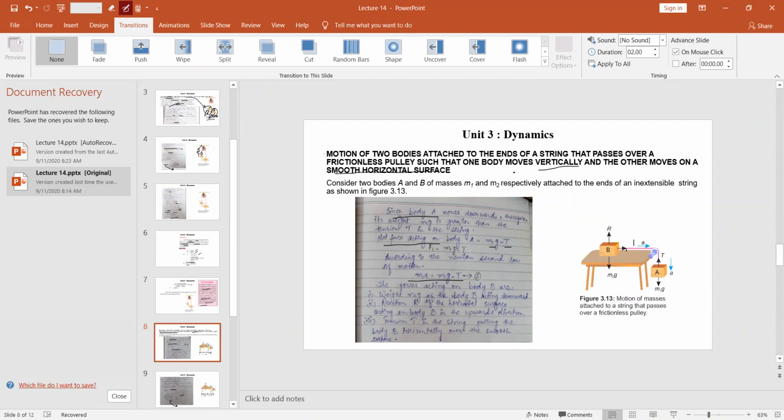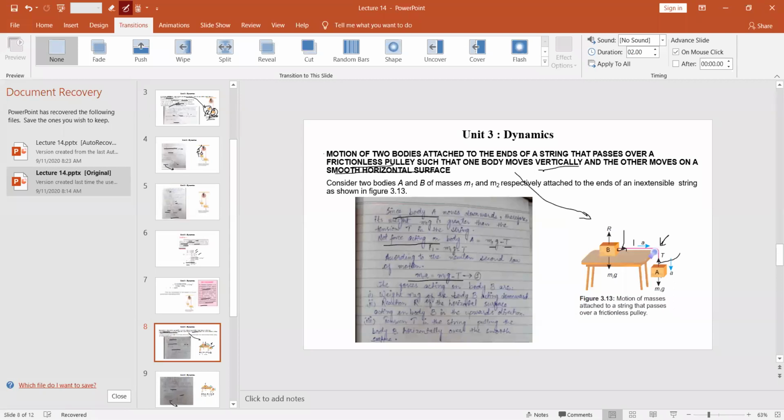If you see this statement and look at the figure, it is very clear that there are two bodies. One is block A, another is block B, and the two ends of the string are attached to them. The string is attached at one end to block B and at the other end to block A. It's also mentioned that the pulley is frictionless. I told you about what friction is. It means the effect of friction in this case is zero or negligible, right?